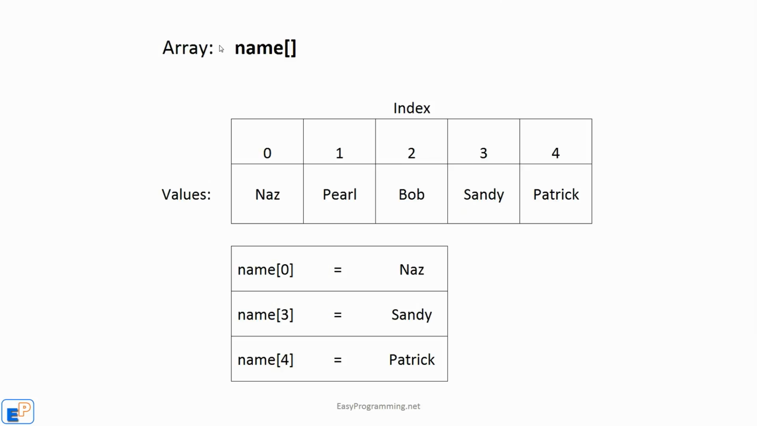So here I have an array called name with an open and close square bracket. This is telling everyone that this is an array. And inside this array, I have values of these five names, Naz, Pearl, Bob, Sandy, and Patrick, and they have a numbered index 0 through 4. The one thing you'd need to know is that everything in JavaScript is 0 indexed. So if I want to access the first name in my array, I would have to do name and in square brackets put in 0 to get Naz. If I want to get the fourth item, it will be 3, Sandy, and the last item, 4, Patrick.